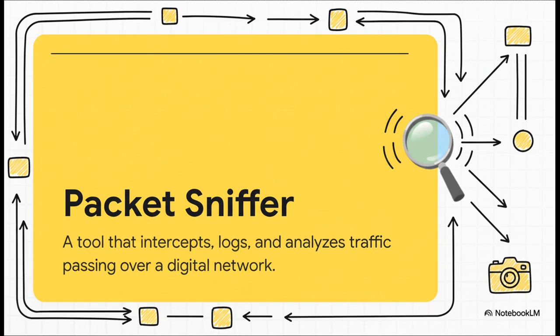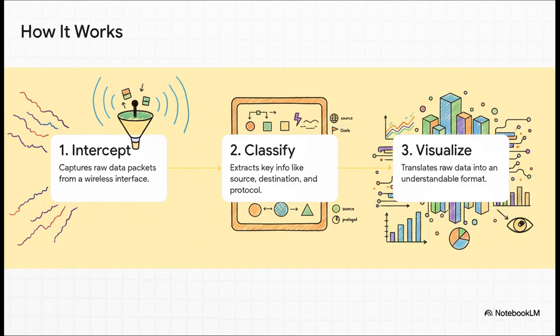Think of it like a high-tech traffic camera, a speed trap, and a data analyst all rolled into one for your digital highway. The whole process really boils down to three main steps. First, the tool intercepts the raw data right out of the air. Then it classifies those packets, figuring out where they came from, where they're going, and what language or protocol they're speaking. And finally, the coolest part, it visualizes all that data, turning a flood of ones and zeros into something we can actually look at and understand.